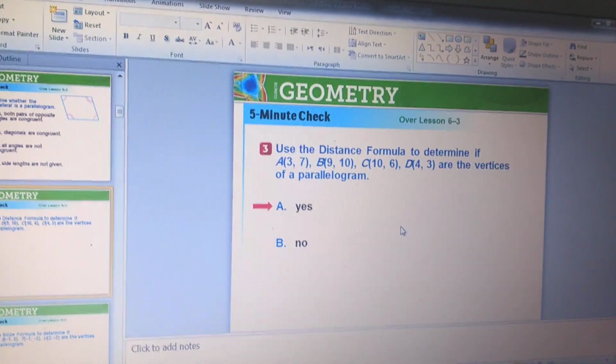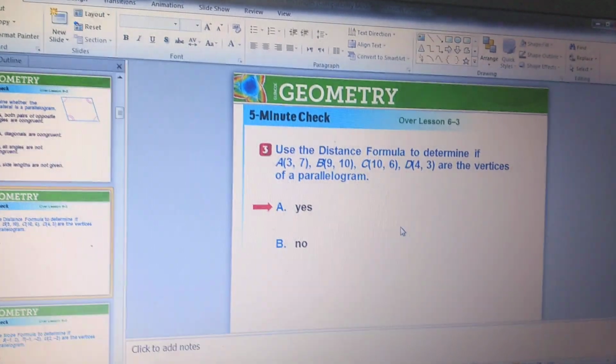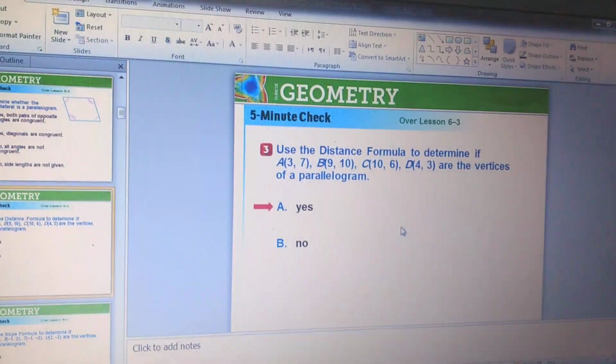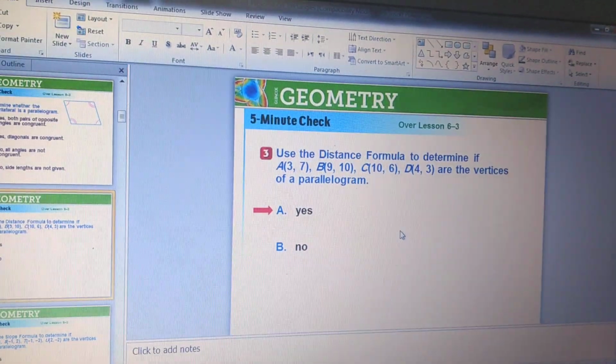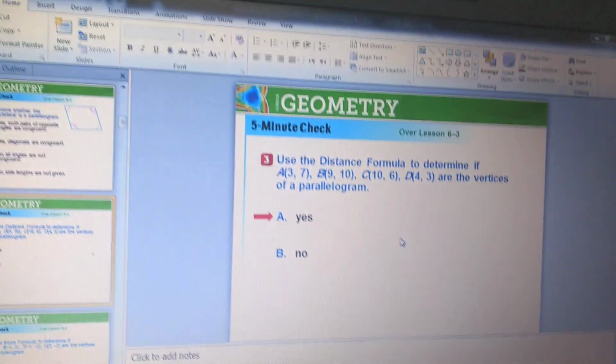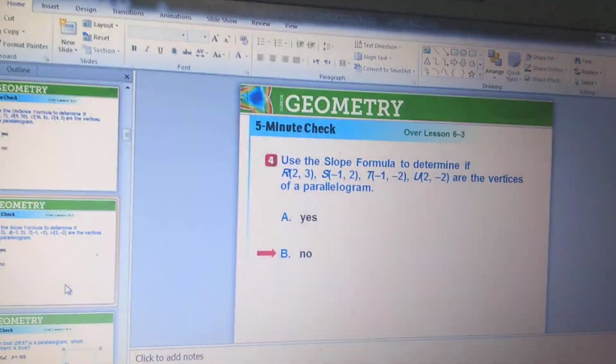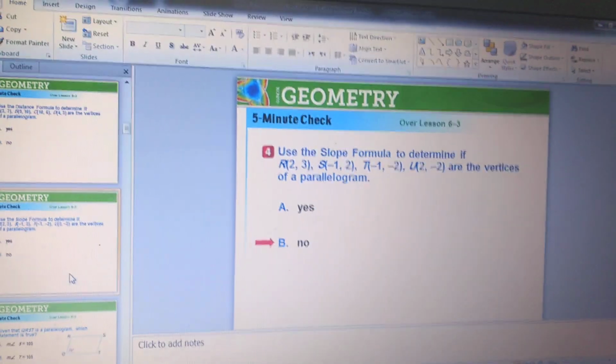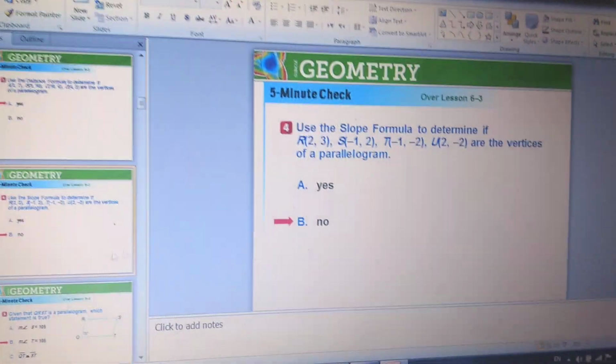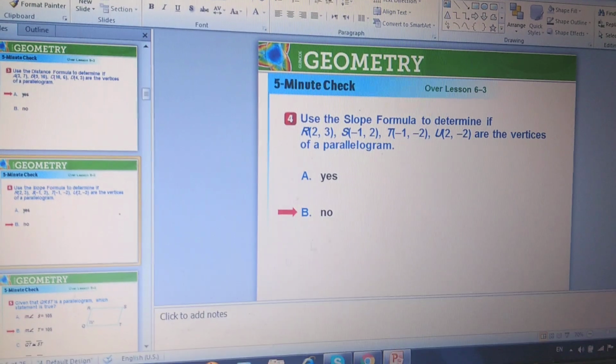You will find that each pair of opposite sides are congruent, using the property that in a parallelogram each pair of opposite sides are congruent. In the next example, it is the same, but you will find that opposite sides are not congruent, therefore you say it is not a parallelogram.